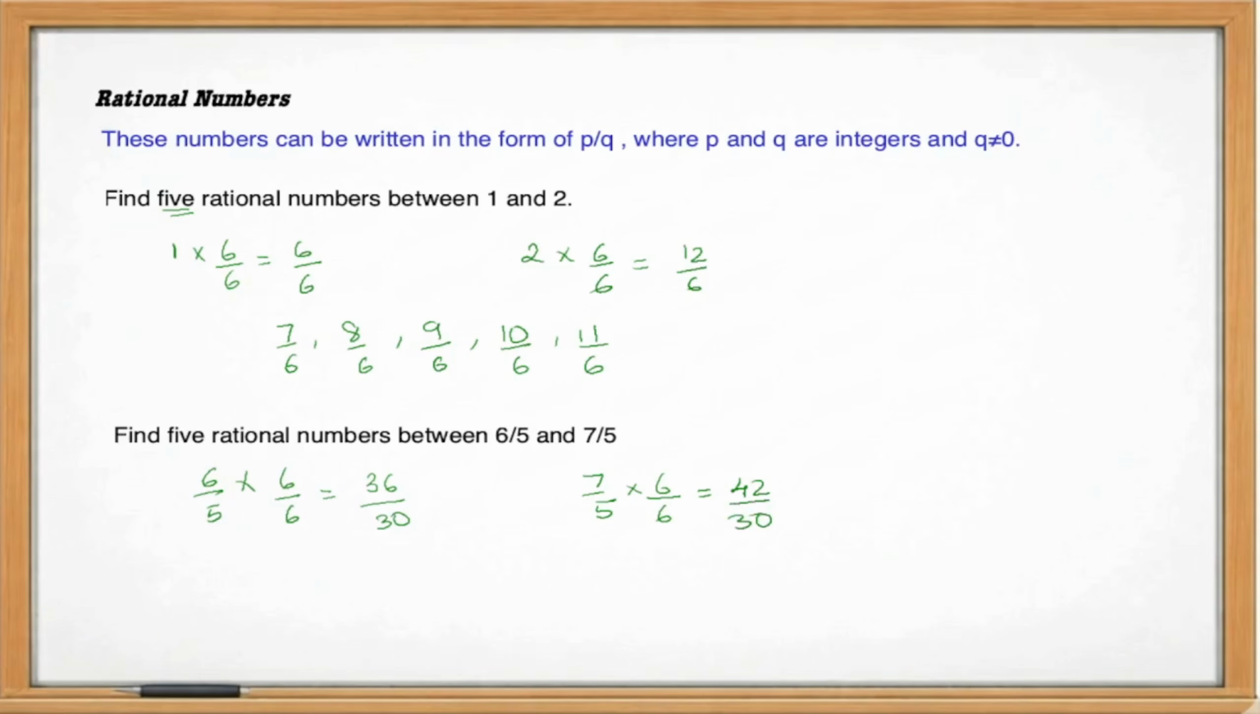And we have to write the 5 rational numbers between these two. That means 37 by 30, 38 by 30, 39 by 30, 40 by 30, and 41 by 30. So these are the 5 rational numbers between 6 by 5 and 7 by 5. I hope this was easy for you. I hope you all understood. Now let us go to the next page.